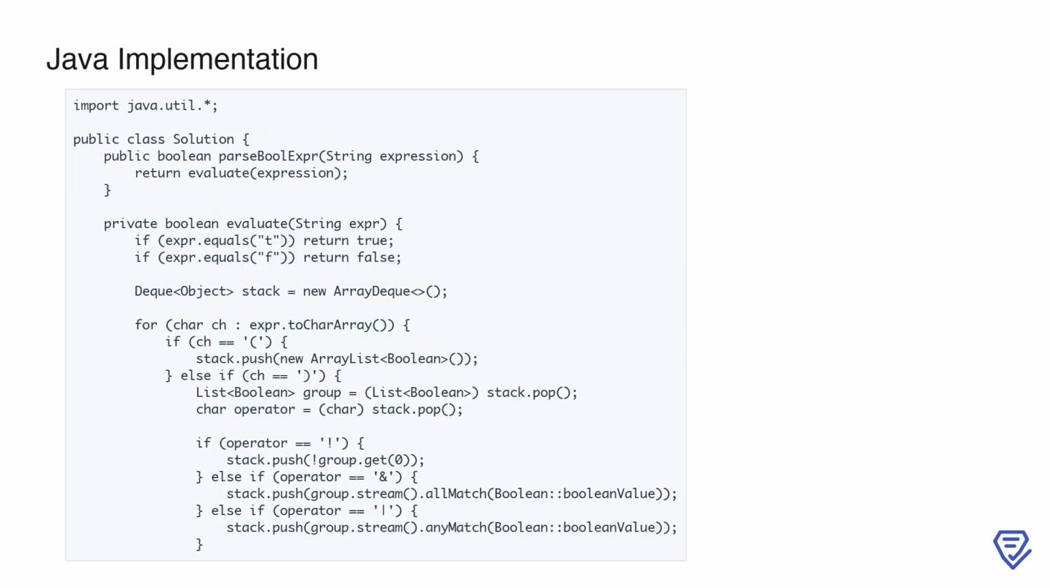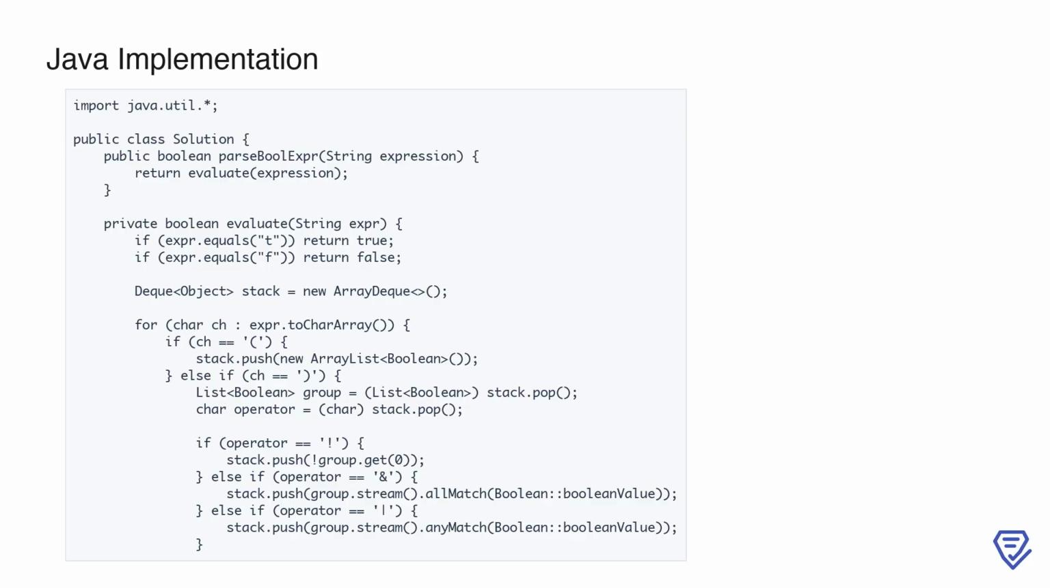Here, we begin by defining a class Solution with the main method parseBoolExpr, which takes a Boolean expression as a string input and returns the evaluated result. The parseBoolExpr method delegates the task to a helper method called evaluate, which processes the actual logic of parsing and evaluating the expression. In the evaluate method, we first handle the simplest cases. If the expression is the literal T, we return true, and if it's F, we return false.